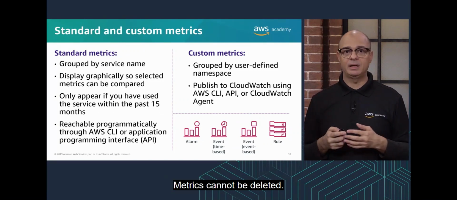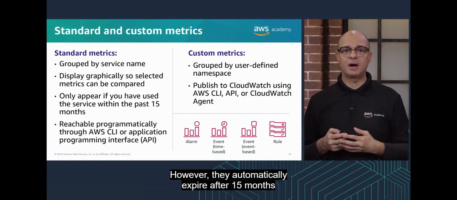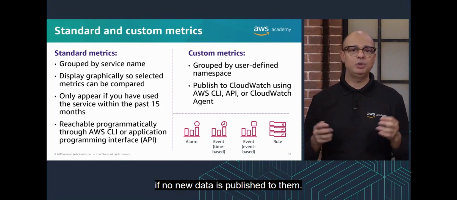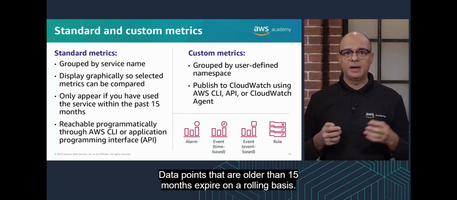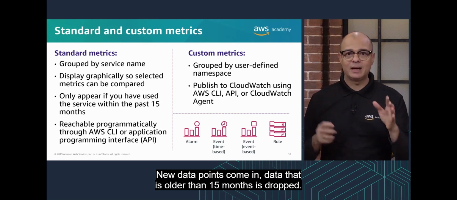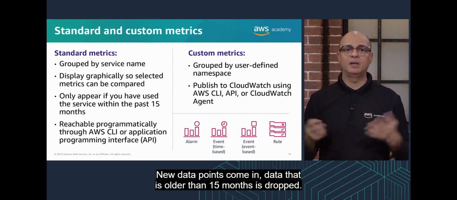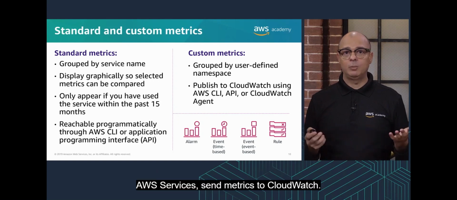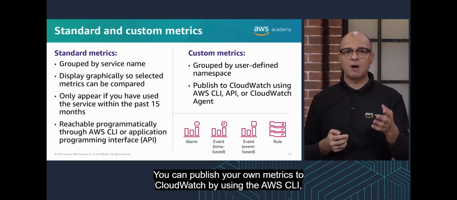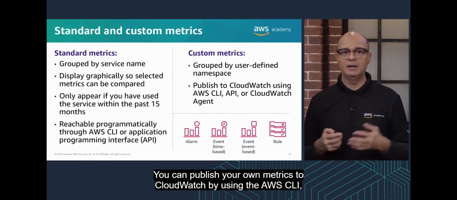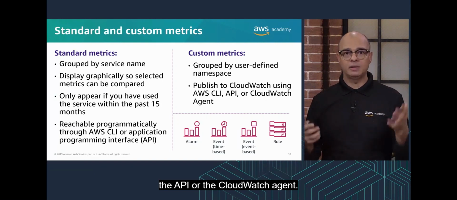Metrics cannot be deleted. However, they automatically expire after 15 months if no new data is published to them. Data points that are older than 15 months expire on a rolling basis. As new data points come in, data that is older than 15 months is dropped. AWS services send metrics to CloudWatch. You can publish your own metrics to CloudWatch by using the AWS CLI, the API, or the CloudWatch agent.